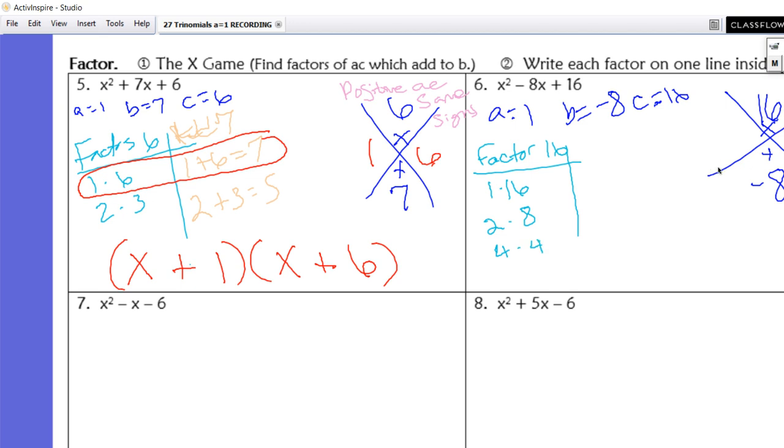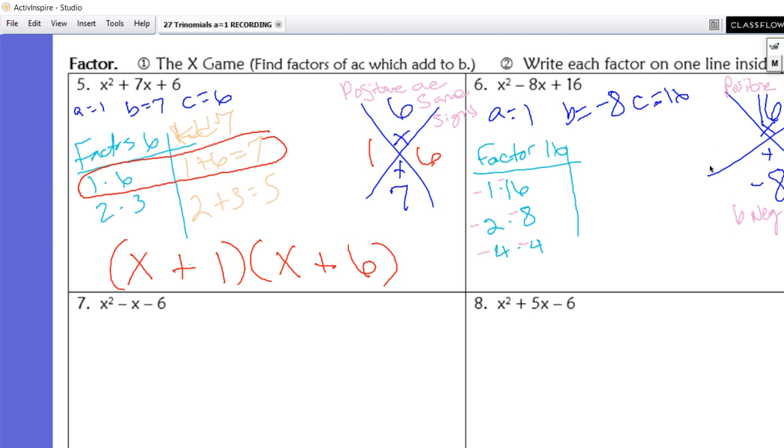All right, the 16 that we're multiplying to was a positive. So we have a positive AC, and that means same signs. B is negative. So I need both negative. So as I go through my factors, I need negatives for each of the pairs.